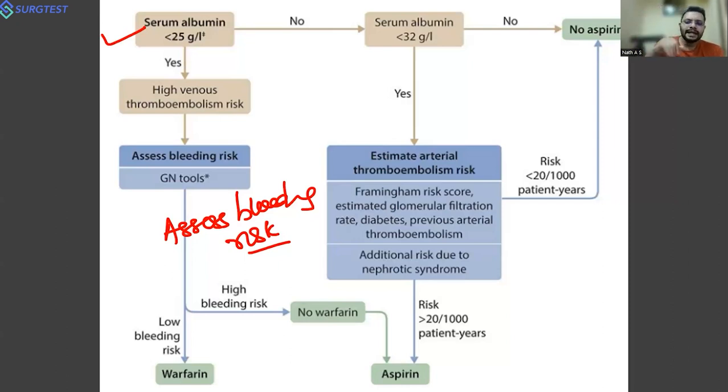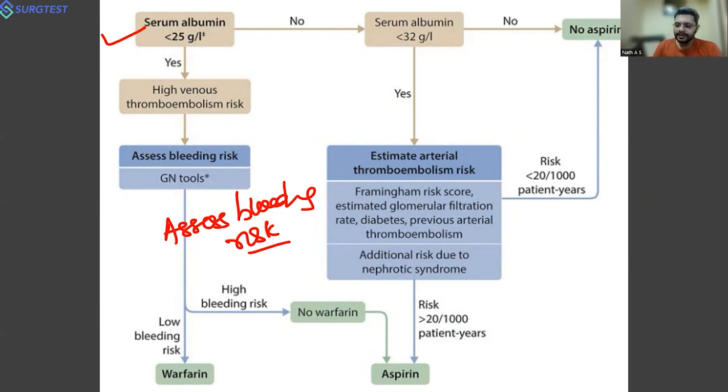And when the albumin is slightly higher, but still not normal, so it's less than 3.5, it's less than 3.2, then you have to actually assess their risk of arterial thromboembolism. You have to put the Framingham risk score. You have to estimate their other risk enhancers of thrombosis, like whether they already have CKD, whether they have diabetes, whether they've had a previous thrombosis. And then if you feel that they have the risk of arterial thrombus, then you go for aspirin.